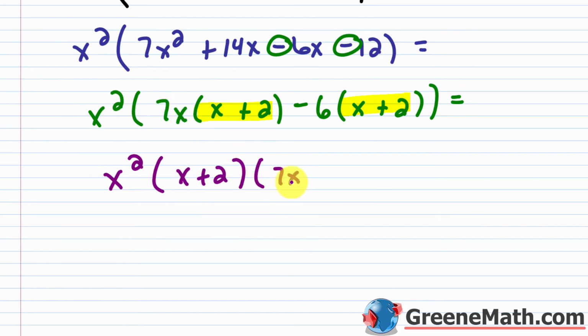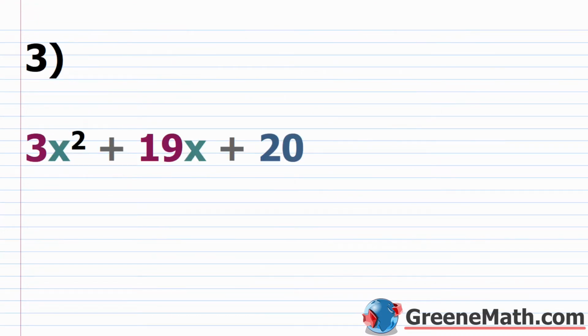You have the 7x, and then you have the minus 6. So x squared times the quantity x plus 2 times the quantity 7x minus 6. All right, let's look at problem number 3.